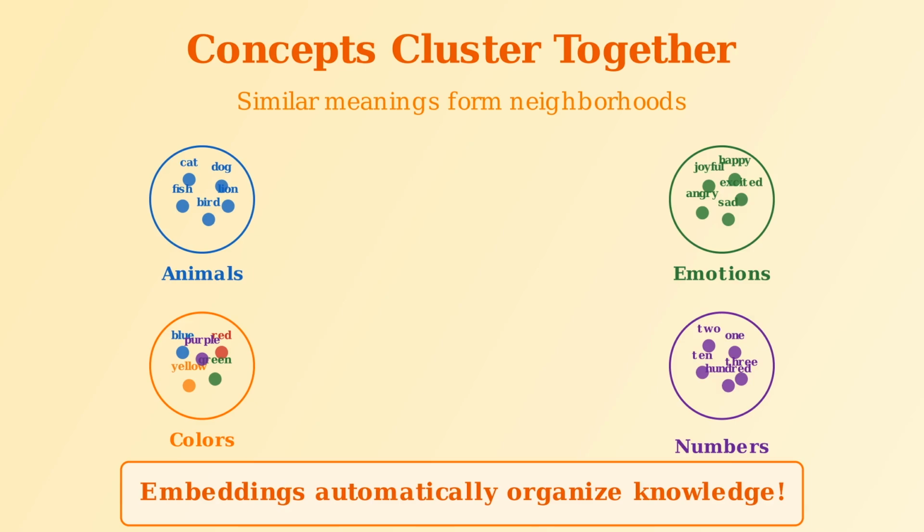No one programs these groups explicitly. They emerge naturally from learning patterns in text. Words that appear in similar contexts end up close in embedding space. This is unsupervised learning at its finest. A model discovers structure in language without being told. It learns that animals behave similarly, emotions express feelings, colors describe appearance, and numbers indicate quantity. Knowledge self-organizes into a beautiful geometric structure.